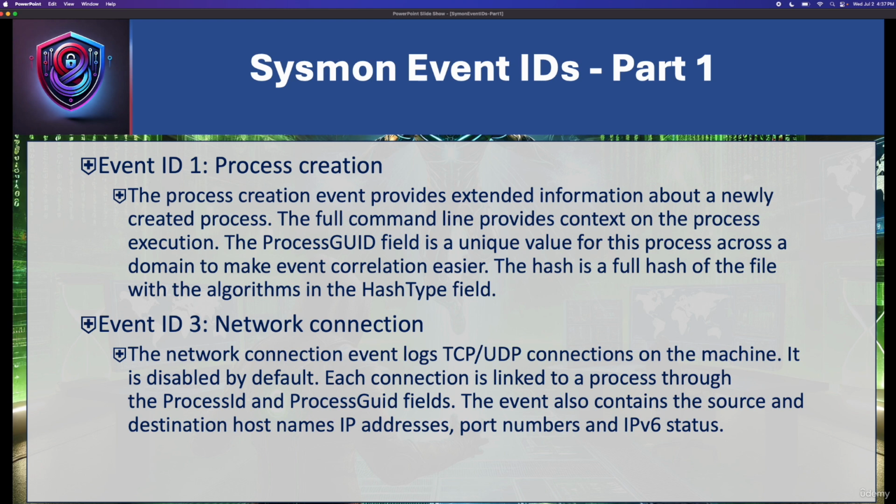For Event ID 3, the network connection event logs TCP and UDP connections on the machine. It is disabled by default, but we're going to enable it for all ports and both TCP and UDP. Each connection is linked to a process through the process ID and the process GUID fields. The event also contains the source and destination host names, IP addresses, port numbers, and IPv6 status.